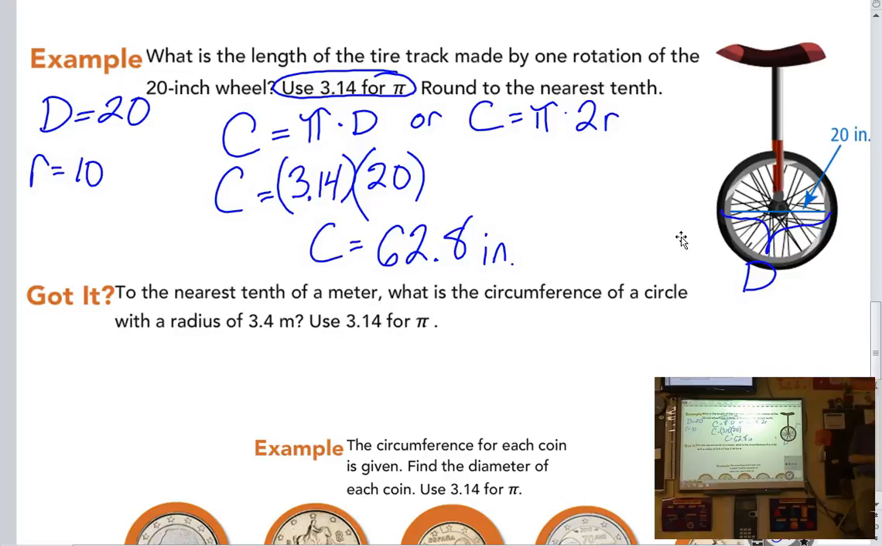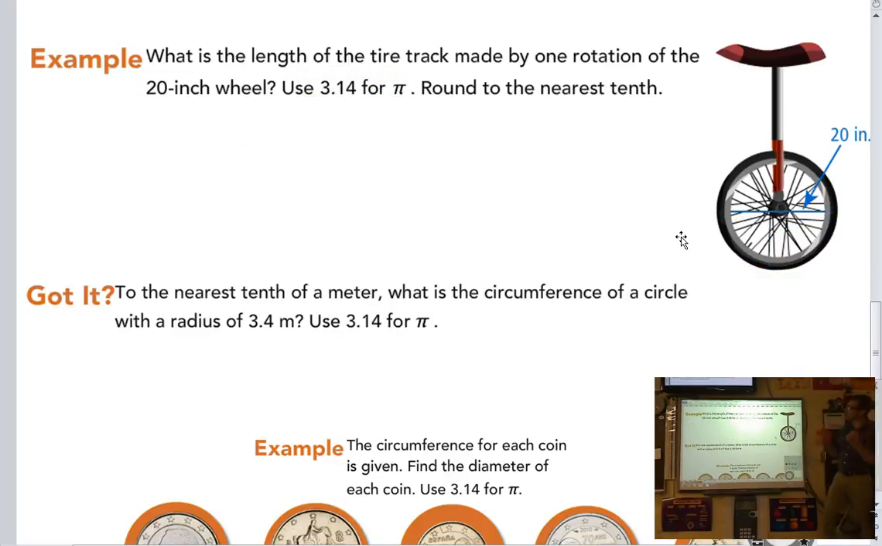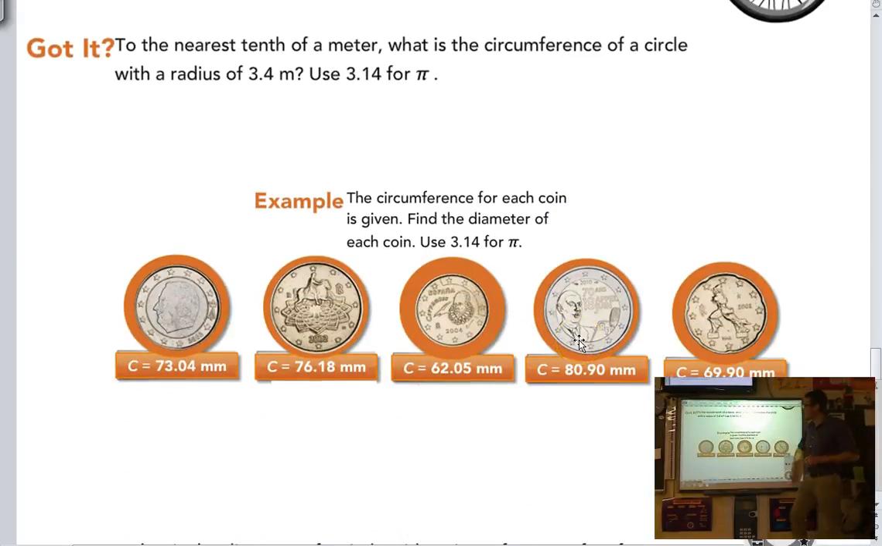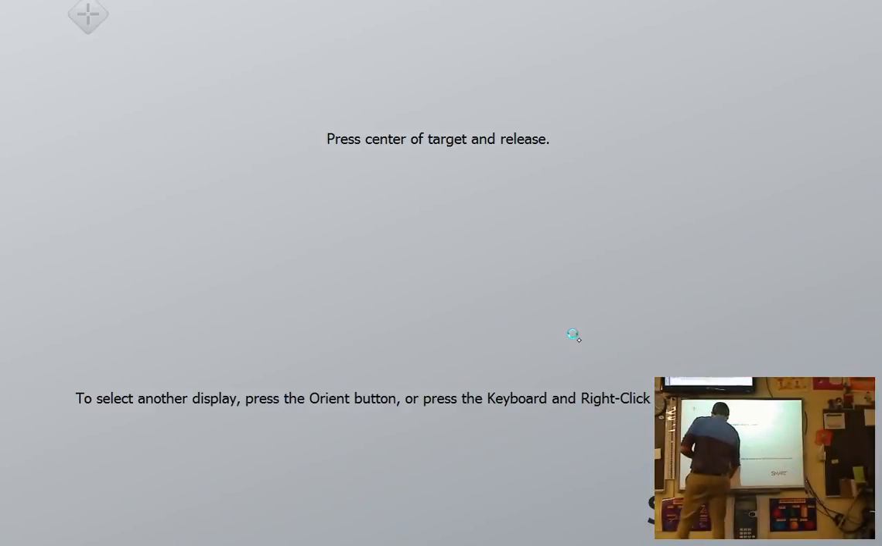Expect that on the test, there's a question that asks you to do exactly that process, but it asks you about multiple rotations. So like if the wheel turns twice or 3 times or 4, if it turns multiple times, how far did you go? Any questions on that problem? So try the got it on your own. It gives you a radius to start that we then have to use. So be careful.